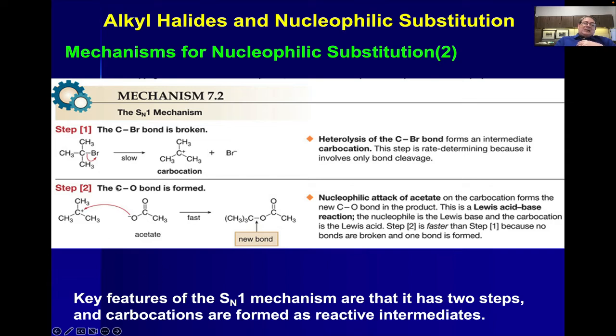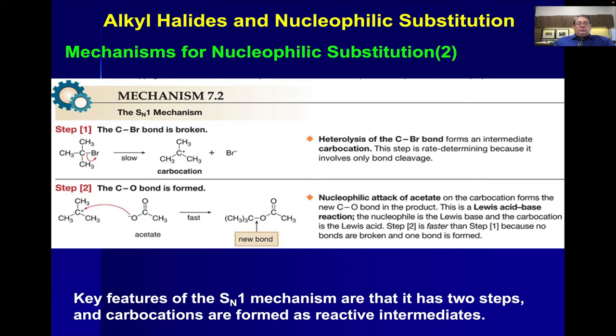You can add more acetate all you want. The reaction doesn't speed up. Okay, it depends on the concentration of this. That's why it's called SN1. Substitution, nucleophilic, unimolecular. One thing, right? And so an SN2 reaction requires two things to be involved. That's why it's called bimolecular. And an SN1 reaction requires one thing in the rate determining step. That's why it's called unimolecular.